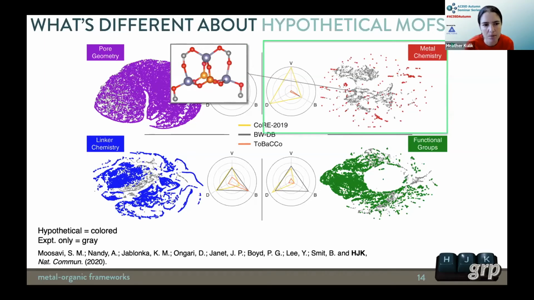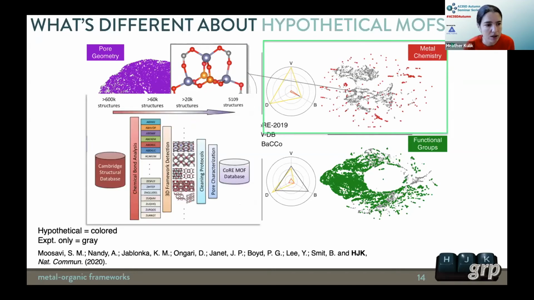There are many types of metal nodes that are present in the experimental set that just never have been hypothetically enumerated in these hypothetical sets. So it suggests that when we're creating these hypothetical spaces of materials to explore, they need to maintain the same realism and diversity that experimental sets have. And otherwise we're going to miss design principles.